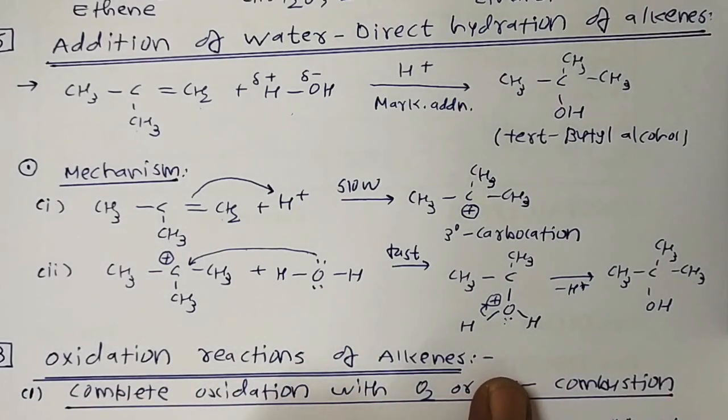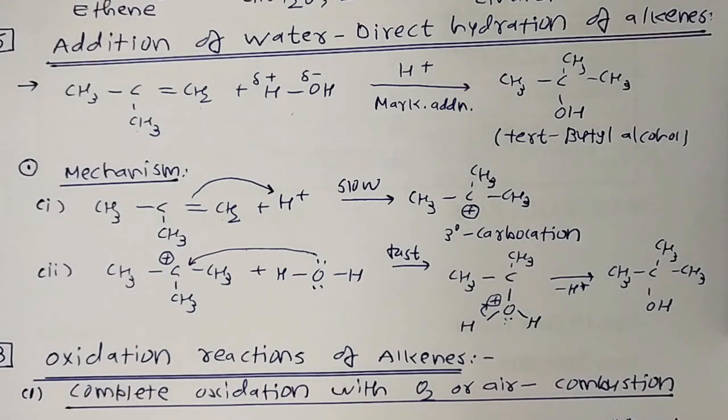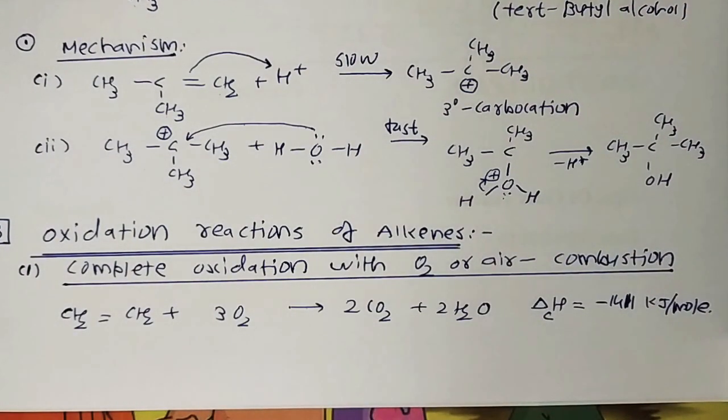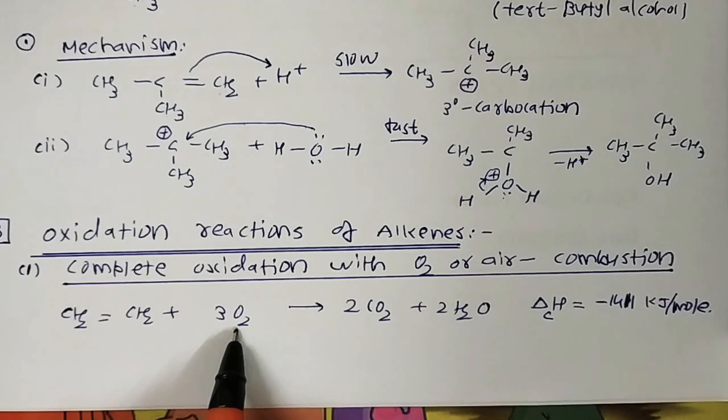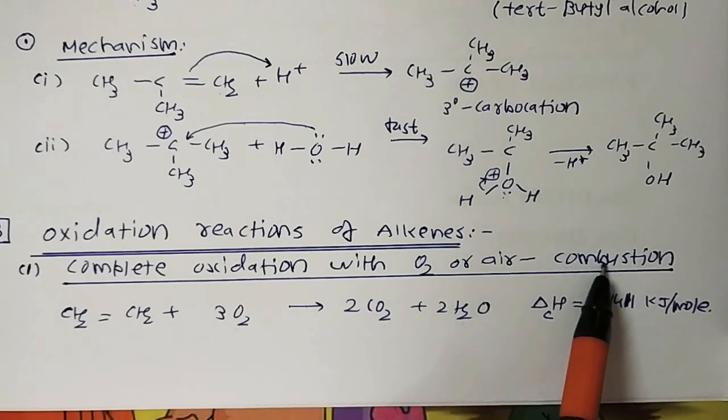Oxidation reactions of alkene. Alkenes undergo a number of oxidation reactions to give different products, because it is based on whether your alkene is symmetric or asymmetric, terminal or non-terminal, and whether your oxidizing agent is weak or strong, right? So various conditions can be applied to the oxidation reactions of alkenes. First is the complete oxidation with oxygen or air, sometimes called combustion reactions. As we know, any type of hydrocarbon, when burned in oxygen or air, always forms CO2 and H2O, and this process is called combustion reaction.